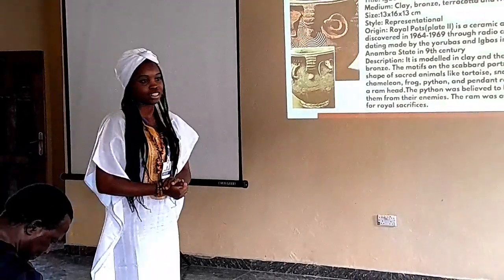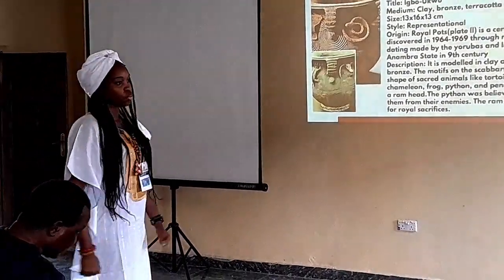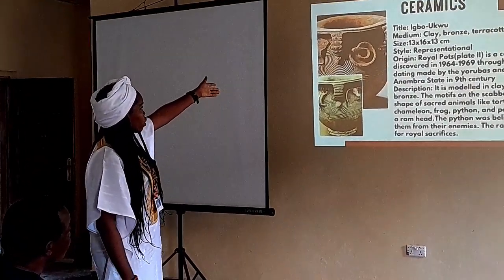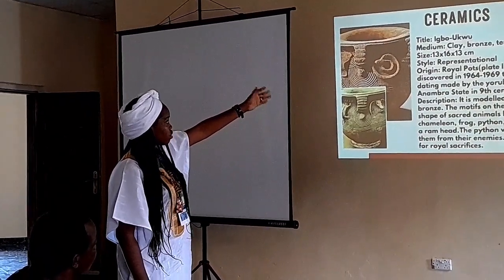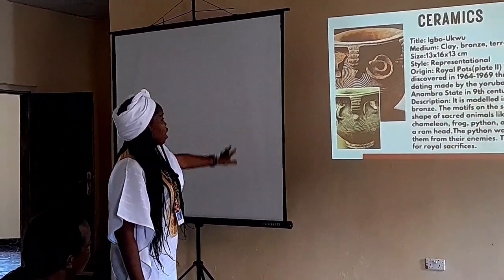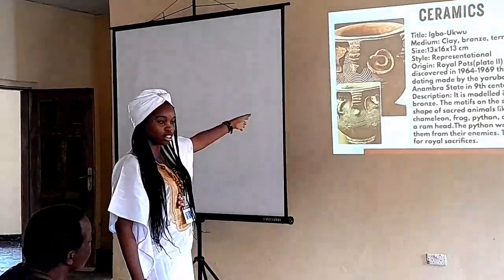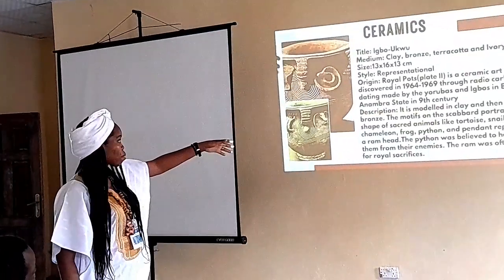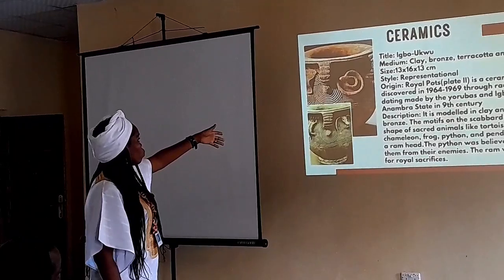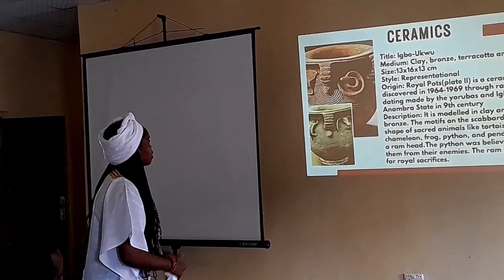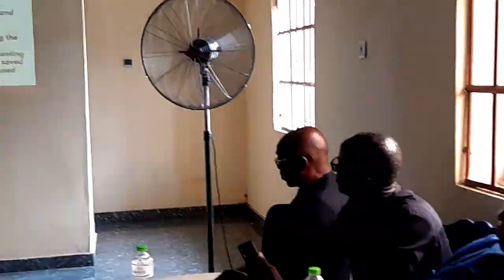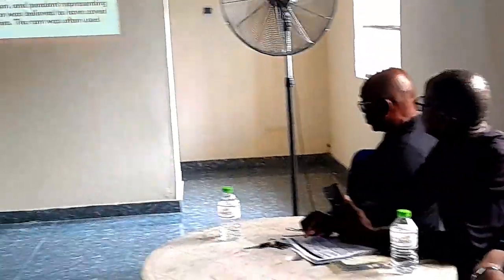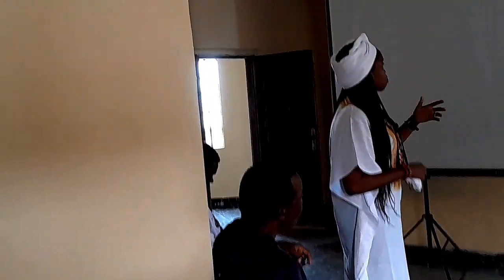Okay, let's look at ceramics. This is an artwork. The title of this artwork is Igbo, and the medium is clear bronze, terracotta, ivory, and the representational arts. The style is representational because it presents something. Now the origin here, Oyoku royal pots, the ceramic arts discovered in 1964 to 1969 through radiocarbon dating, made by the Yorubas and the Igbos. It's the Igbo, the Anambra State indigenous.